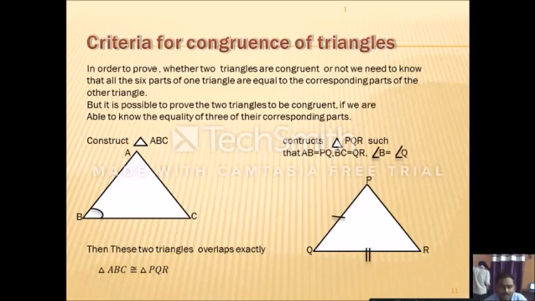For example, if we construct a triangle ABC and a triangle PQR such that AB equals PQ, BC equals QR, and angle B equals angle Q, then automatically these two triangles will overlap exactly, and if the two triangles overlap exactly, then we say that triangle ABC is congruent to triangle PQR. Here only three congruent pairs are necessary to show the two triangles to be congruent.